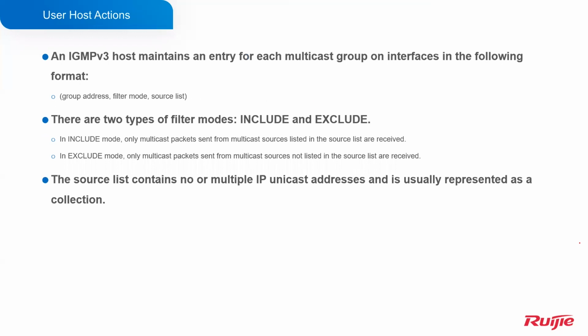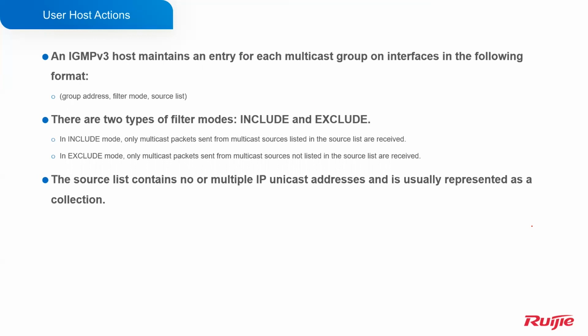And next, let's see some user host actions. An IGMP version 3 host maintains an entry for each multicast group on the interfaces in the following format: group address, filter mode, source list. The group address is quite easy to understand. It's the IP address of a specific group. And the filter mode could be two types: include and exclude.